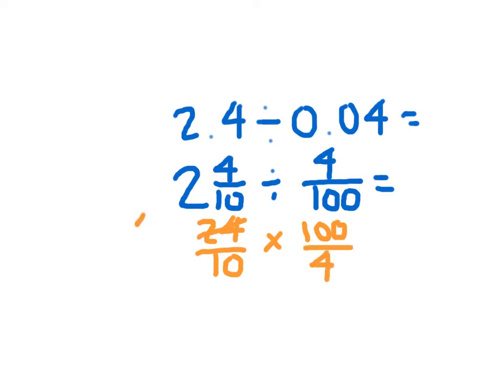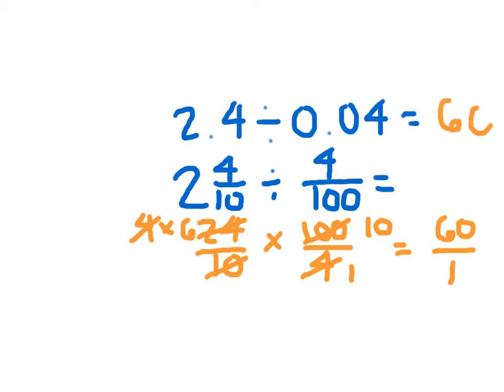24 can be written as the product of 4 times 6, so I do have a common factor there. 4, 4. 10, 100, 10 times 10, so this reduces to 10. 6 times 10 is 60, and I should have left a 1 in the denominator. So 60 once is just equal to 60. 2 and 4/10 divided by 4/100 equals 60.